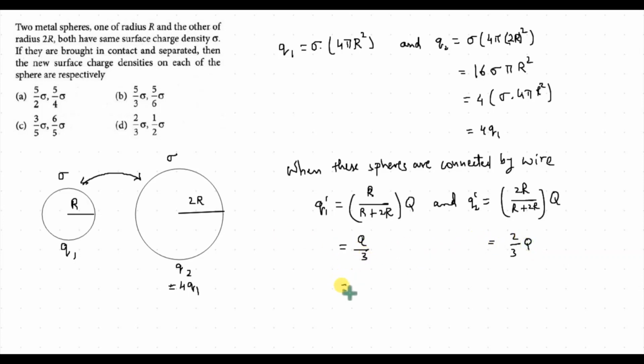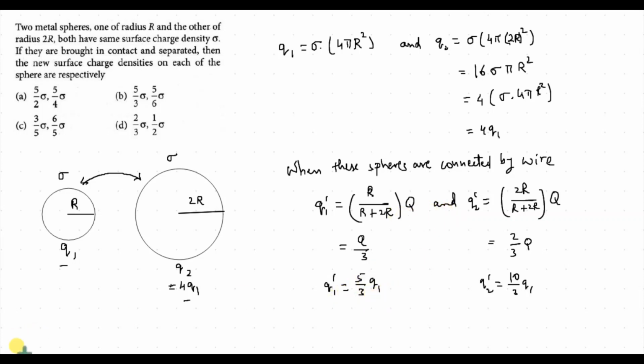But capital Q, the total charge, is q1 plus 4q1, which is 5q1. So it is 5 by 3 q1 here, and here it is 10 by 3 q1. Okay, so this is what we have after connection. After connection we will be having these charges on the spheres.